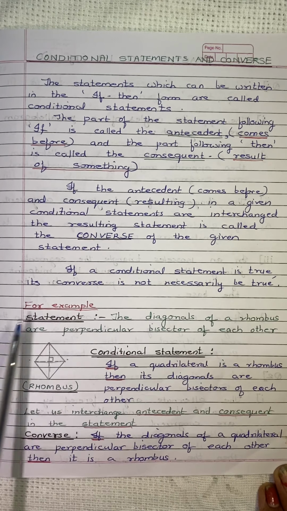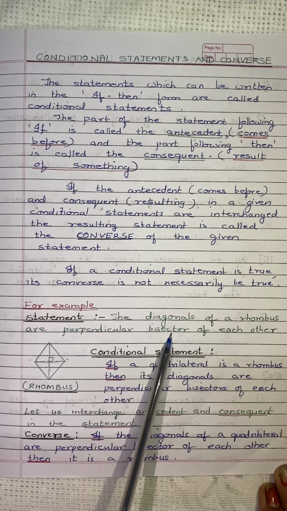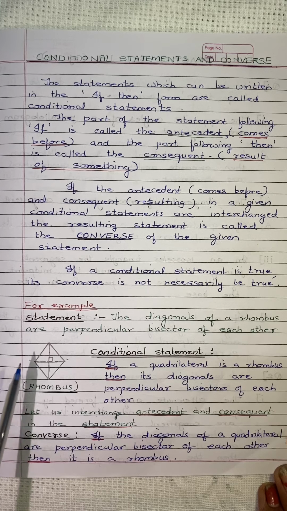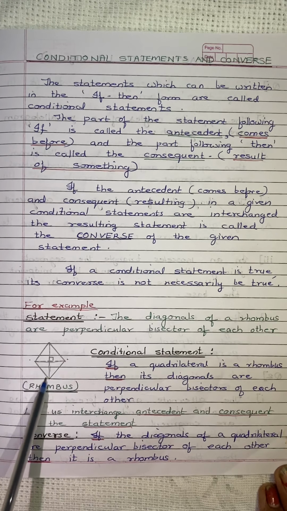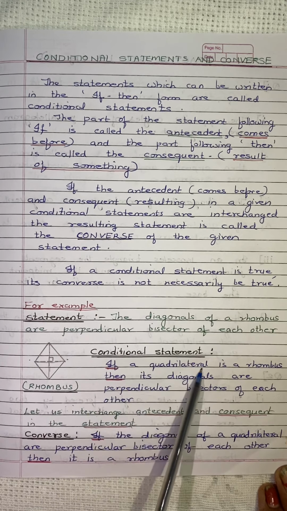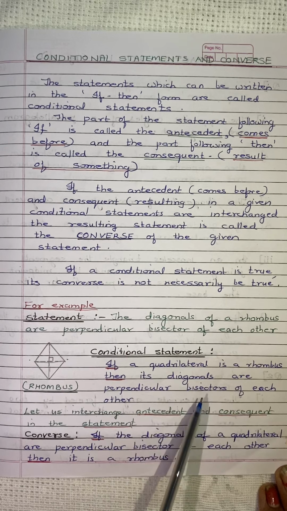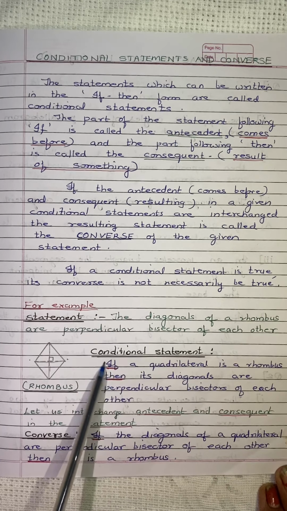Now let's see an example statement. The diagonals of a rhombus are perpendicular bisectors of each other. So here you can see the rhombus, and its diagonals are perpendicular. The conditional statement is: if a quadrilateral is a rhombus, then its diagonals are perpendicular bisectors of each other. You can see the words if and then are used.